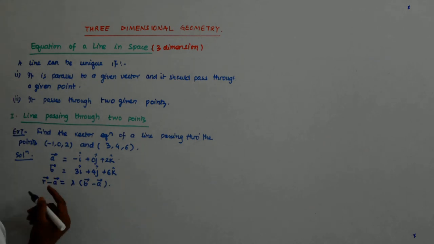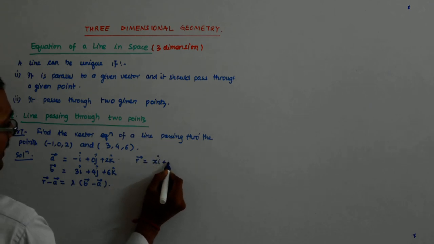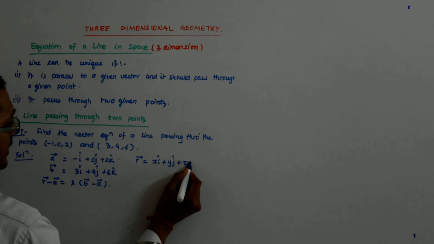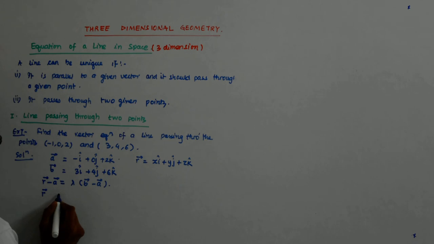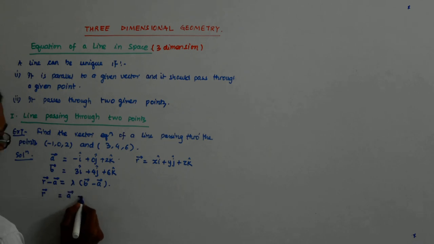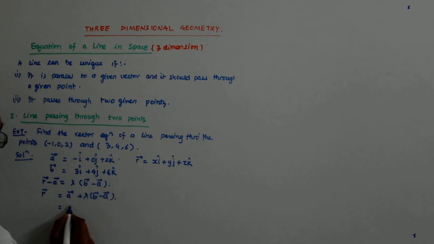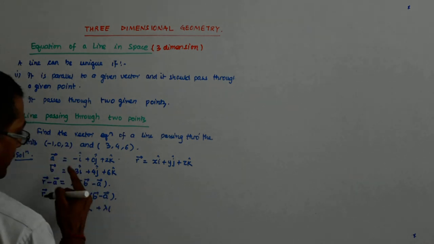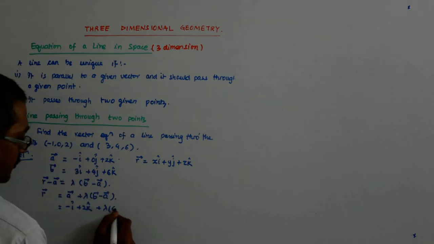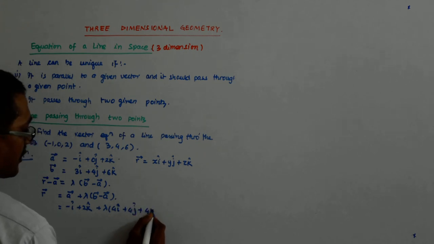Now what is my R? So I know that my R is X i cap plus Y j cap plus Z k cap. So R is equal to A plus lambda times B minus A. Now what is my A? A is minus i cap plus 2 k cap plus lambda times. What is B minus A? So this gives me B minus A. So 3 minus minus 1 is 4 i cap plus 4 j cap plus 4 k cap.